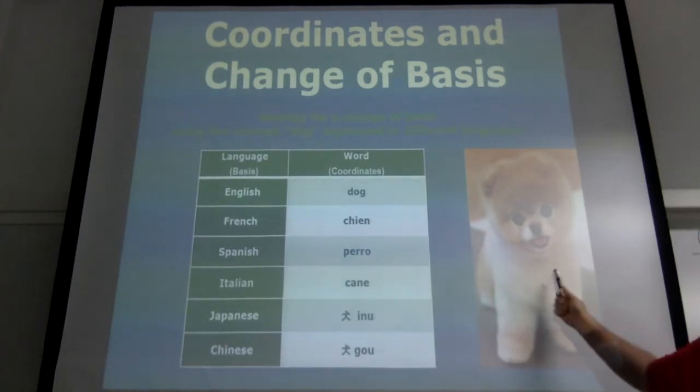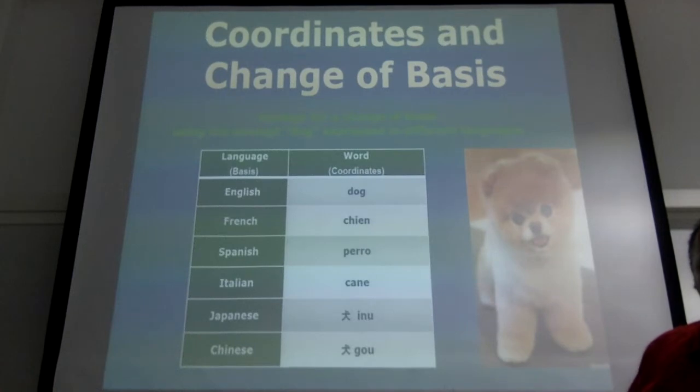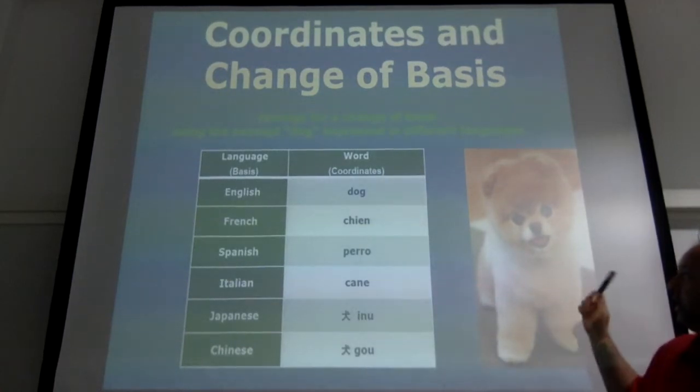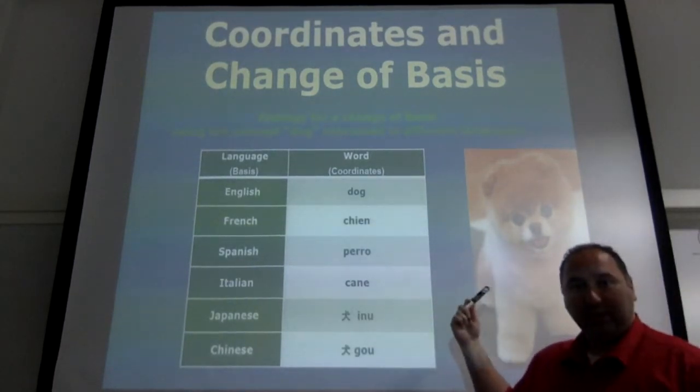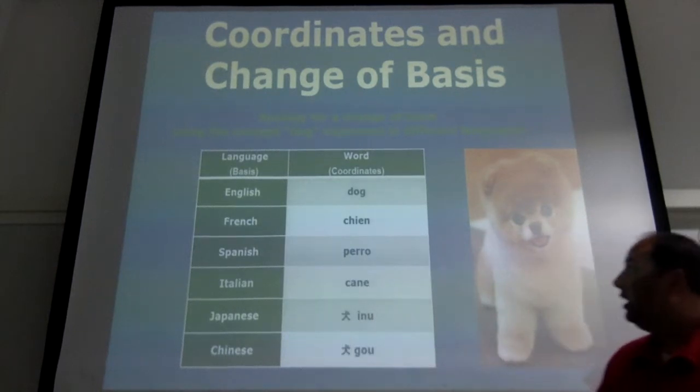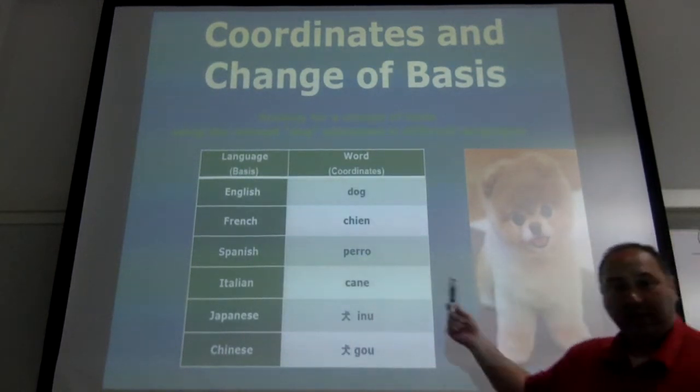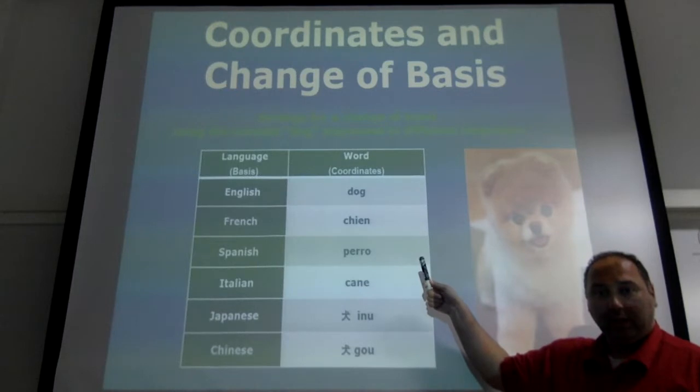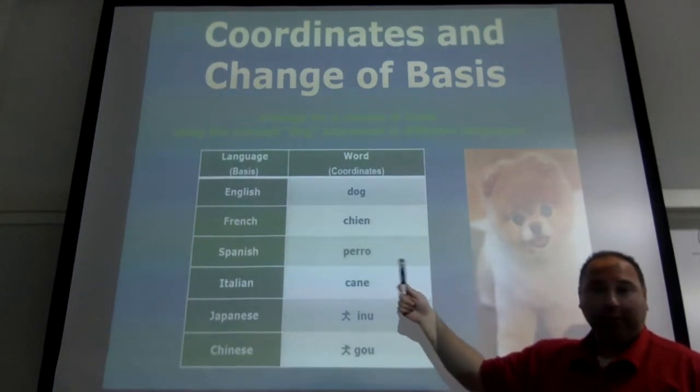So we have here our dear puppy, dog, and the idea of the entire section is to have different words that represent the same dog in different languages. So the idea is to find the coordinates or the words in different languages for the dog. So language will be our basis.